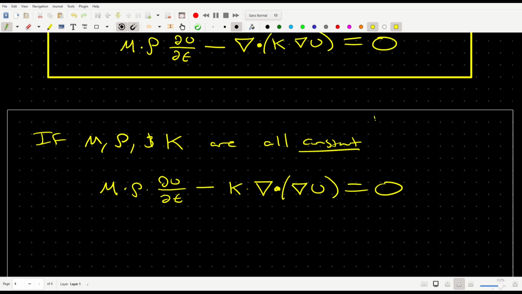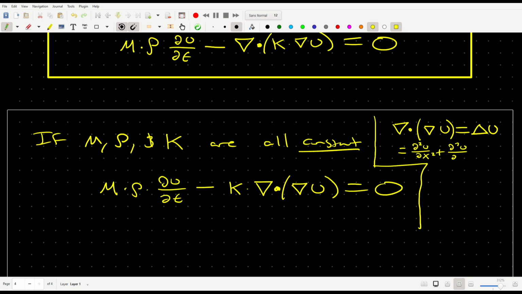And this operation actually has a name. The divergence of the gradient of u for any function u is sometimes called the Laplacian of u. In terms of Cartesian coordinates, this is the second derivative of u with respect to x plus the second derivative of u with respect to y plus the second derivative of u with respect to z.